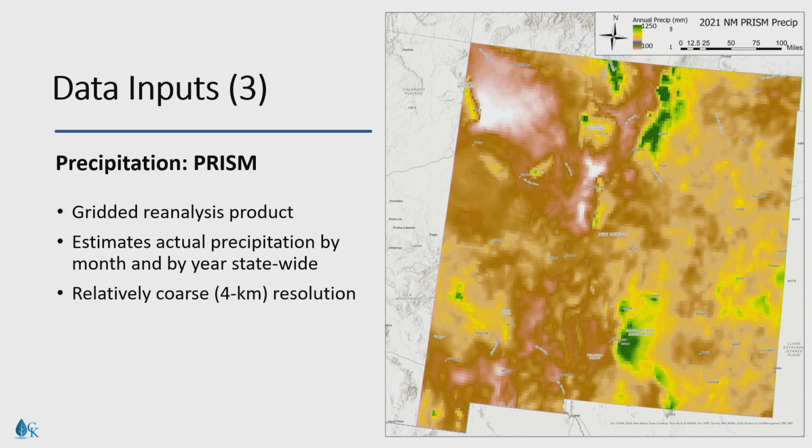And then PRISM, again, it's pretty coarsely gridded, but it's a gridded reanalysis product that estimates actual precipitation by month and by year statewide. And it's, again, relatively coarse, but we regridded it so it's the same resolution as all the other data sets.